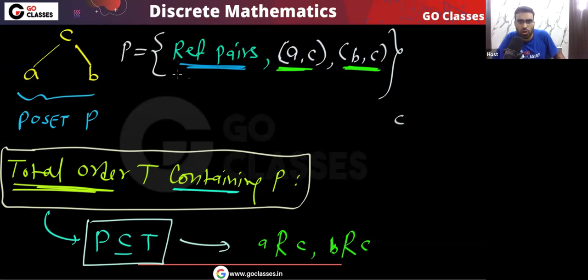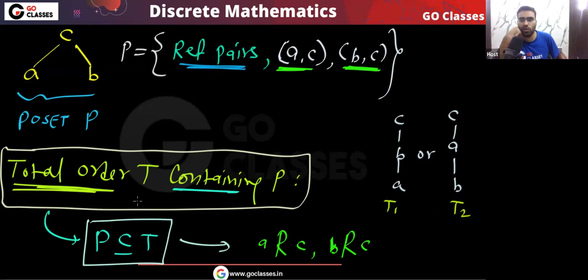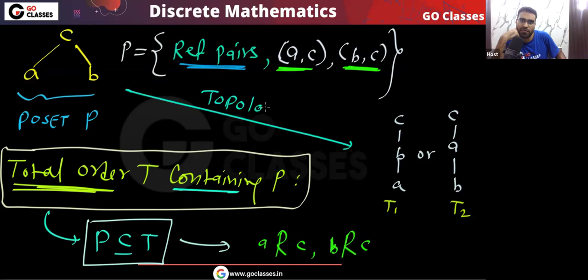Okay, but this is not a total order. So what you need to do? Now either you can do A, B, C, or you can do B, A, C. Correct. So either you can get this T1 or you can get this T2. Is this clear? Please tell me. Again, you can see what is happening. Basically, I am finding the topological order. Did you notice? Please check. I am finding the topological order or not.